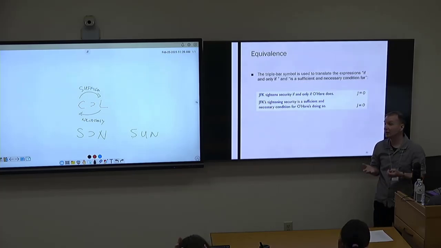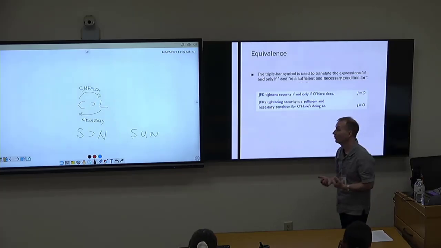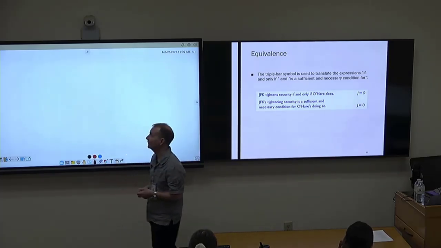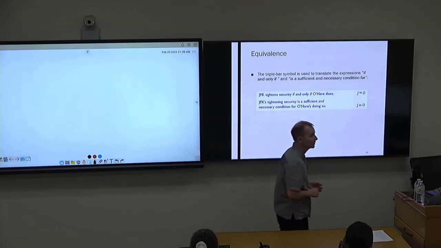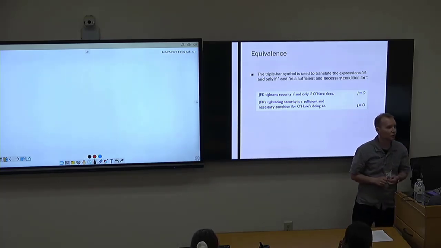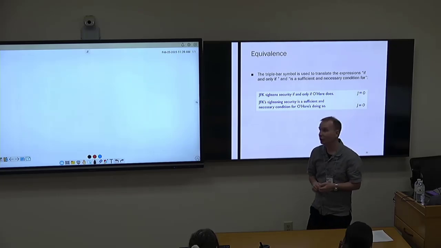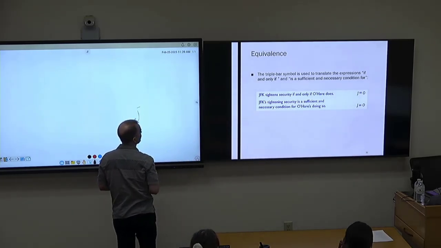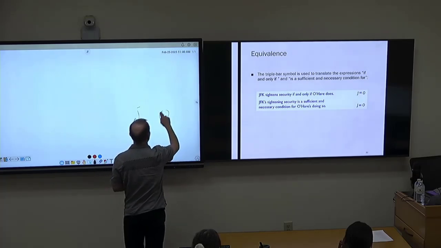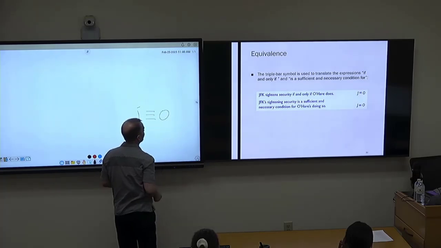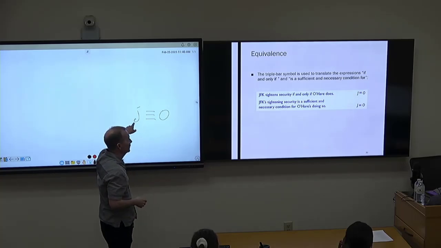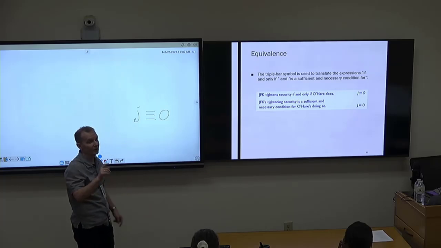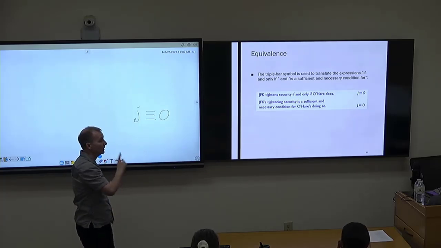Okay, and now the last operation. It's actually more interesting and a little bit more complex. Triple bar, this is if and only if. It's called equivalence. JFK tightening security if and only if O'Hare does. So JFK tightening security is J, O'Hare tightening security is O, triple bar between them. That is JFK tightening if and only if. It's different from just if, different from only if. It is if and only if.